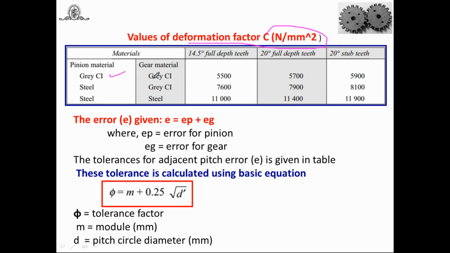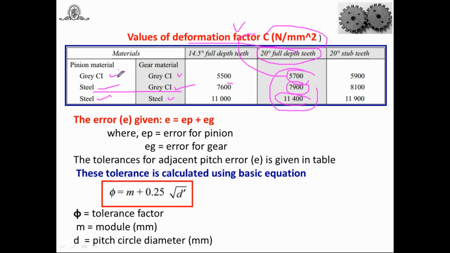If the pinion is made up of grey cast iron and the gear is made up of grey cast iron, for 20 degree full depth, the value of C is 5700. If the pinion is made up of steel and the gear is made up of grey cast iron, for 20 degree full depth it is 7900, and if both pinion and gear are made up of steel, that time 11400. Try to understand these values. You can remember them, or directly refer to the charts given in the data book.